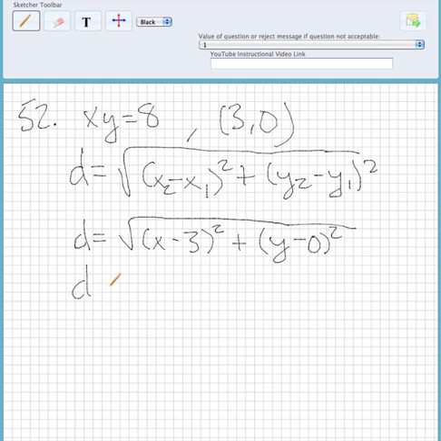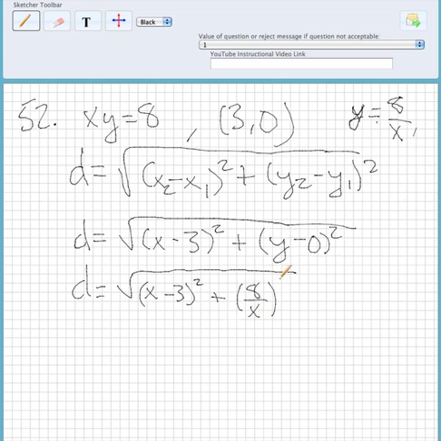Now what we want is to have all one variable so we're able to take the derivative of it. So we're going to solve for y for the hyperbola. It's going to be 8 divided by x. So we're going to plug this in for y. We get the same thing right here, then plus y squared, which is actually going to go to 8 over x squared.